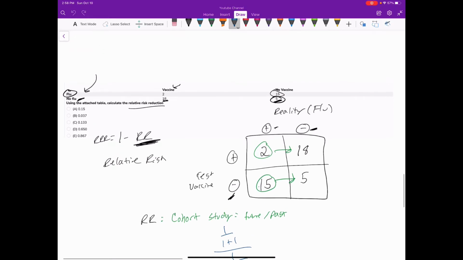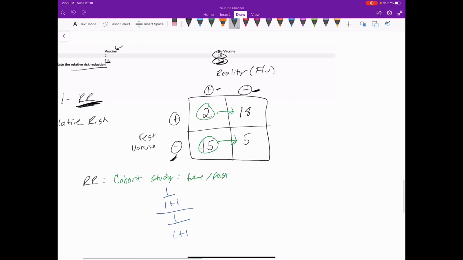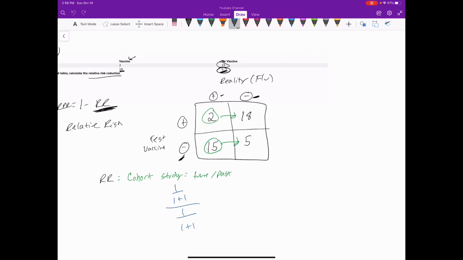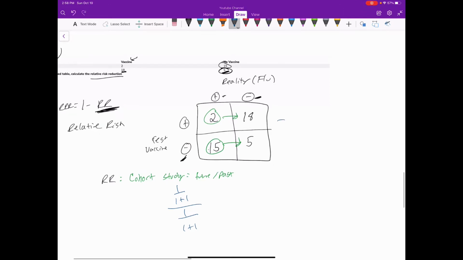But what are they asking us for? Relative risk reduction. So what are we going to do? We have to calculate relative risk: the relative risk of getting the flu or not getting the flu with or without the vaccine. So we go top over bottom, right? We're going to do 2 over 2 plus 18, over 15 over 15 plus 5. So you're going to get 2 over 20 over 15 over 20, right? We're not doing the math in our heads. We're just going to use a calculator.